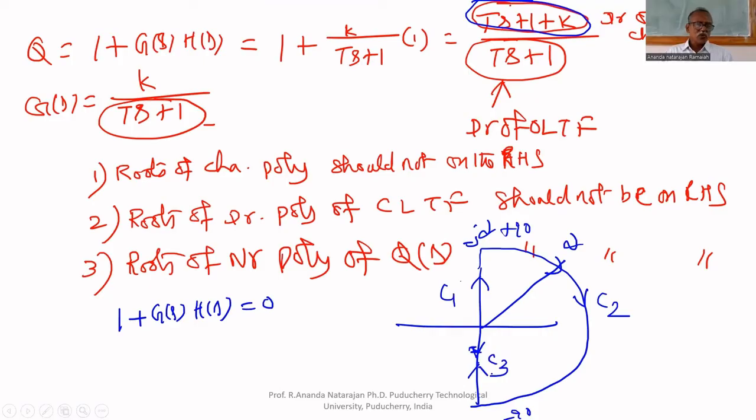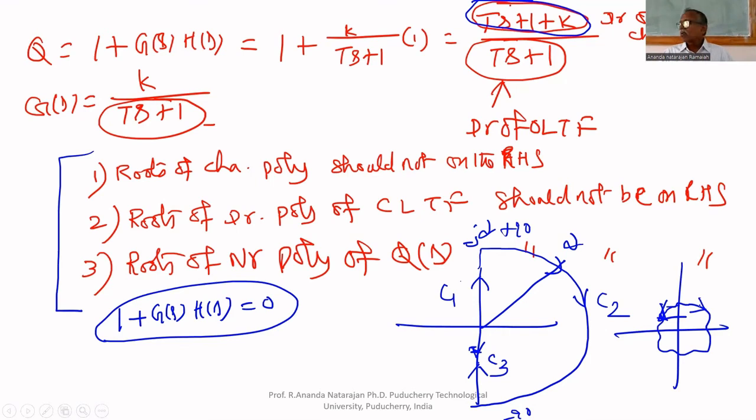If you do this contour, if any of its roots are on the right hand side, it will encircle in the clockwise direction once, because 0 means it will be in the same direction. We are doing mapping for Q of S, not the transfer function. That's why if it encircles in the clockwise direction once, one pole is on the right hand side, unstable, because the contour is the entire right hand side plane. Suppose two poles on the right hand side, it will encircle the origin twice in the clockwise direction.